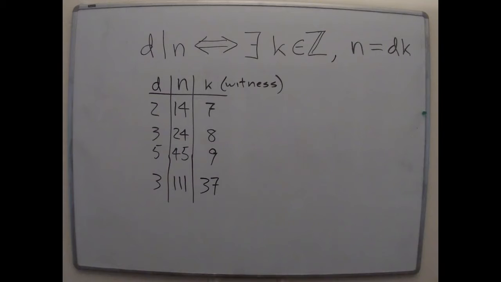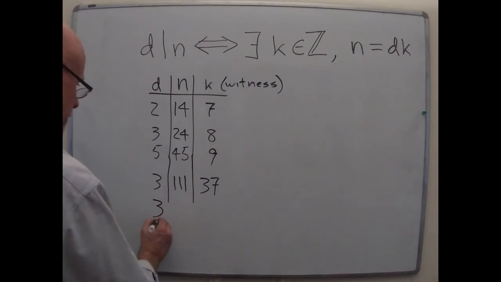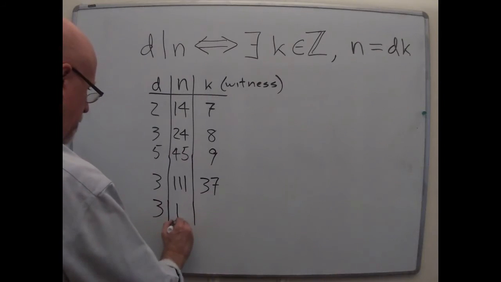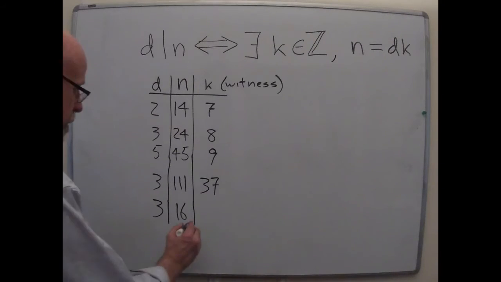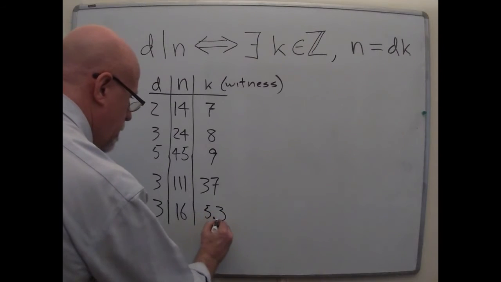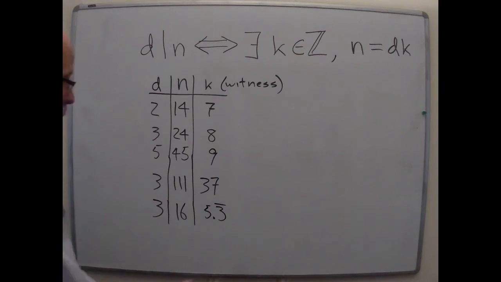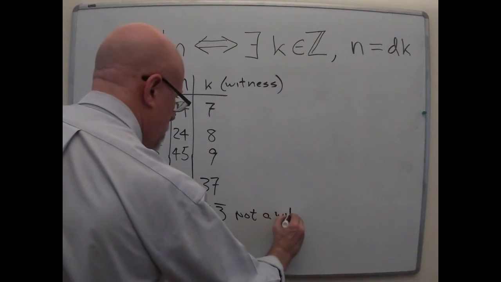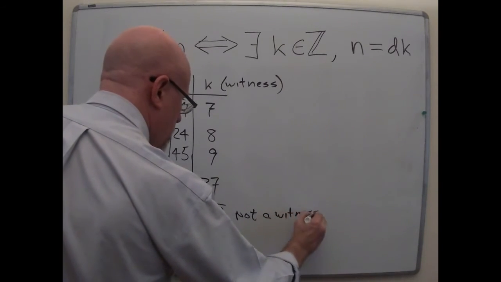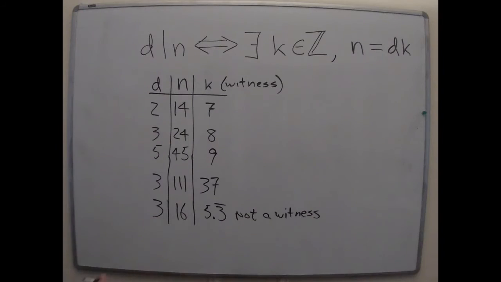And what about if there is no witness? Suppose I said 3 and 16 are the numbers. Well, 16 over 3 is 5.333. Well, that's not an integer, so there's no witness. And in fact, there is no witness for this because it's not true. So that brings up an issue.